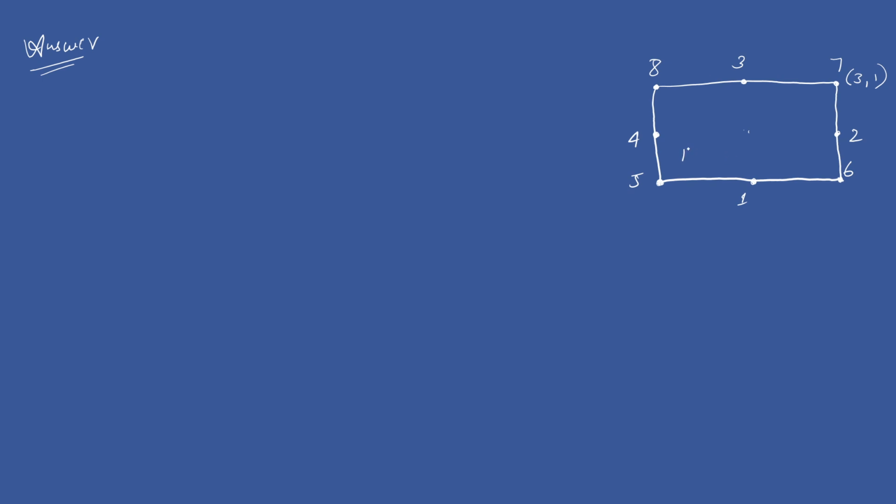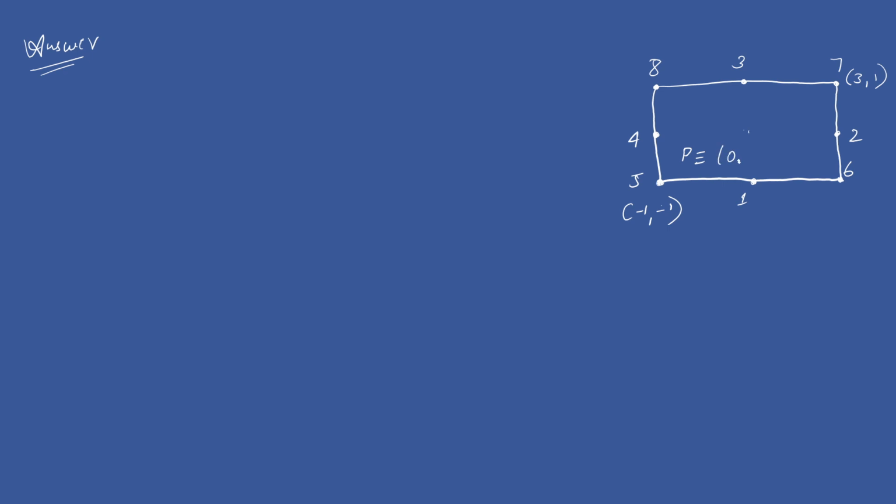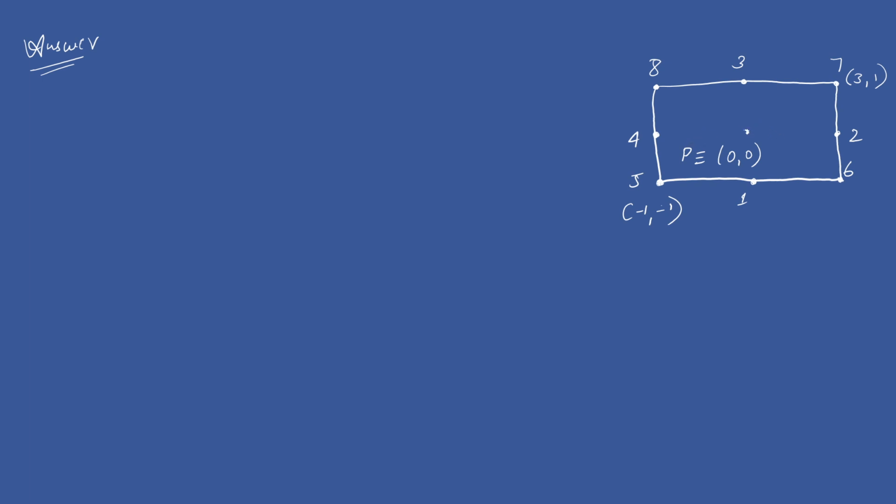The coordinate of this node is P comma 1, then the fifth coordinate is minus 1 comma 1, and you need to find the shape function value at coordinate 0 comma 0.